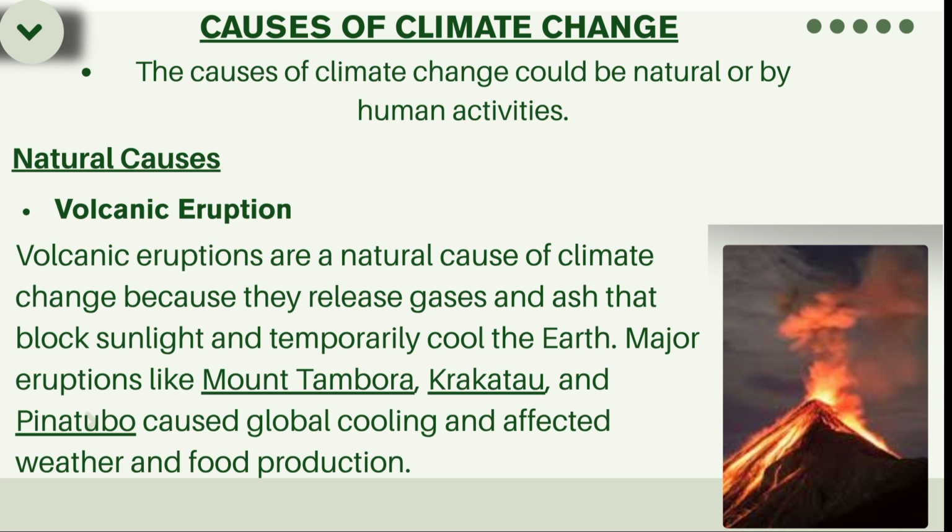Major eruptions like Mount Tambora, Krakatau, and Pinatubo cause global cooling and affected weather and food production. Okay, these are the examples. Mount Tambora in Indonesia erupted in 1816 and it caused what we call the year without a summer. During that time, the global temperature dropped, nasira ang mga pananim at nagkaroon ng kakulangan sa pagkain.